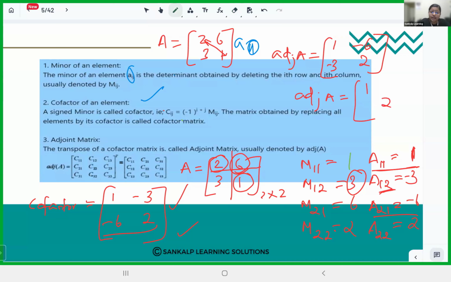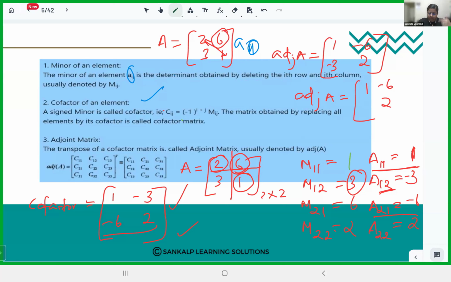Interchange the diagonal elements. And what happens to the non-diagonal element? You just change the sign of the non-diagonal element. So change this into minus 6, since here it is 6. Here is 3, change it into minus 3. Okay, so this is finding out the adjoint of a 2 by 2 matrix. Interchange the diagonal elements. Change the sign of the non-diagonal elements.